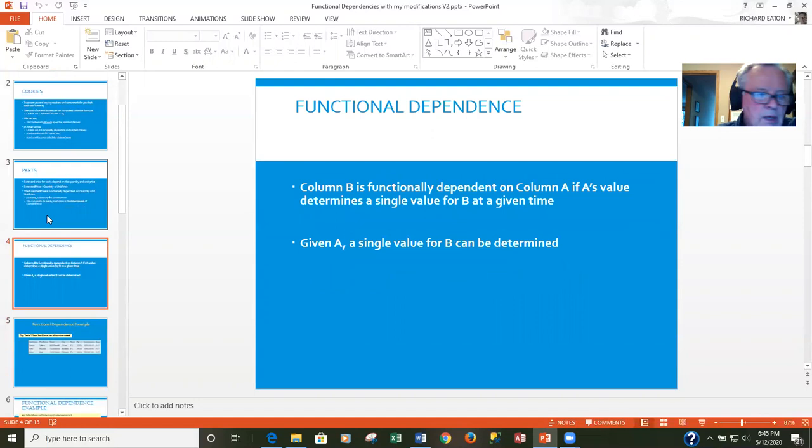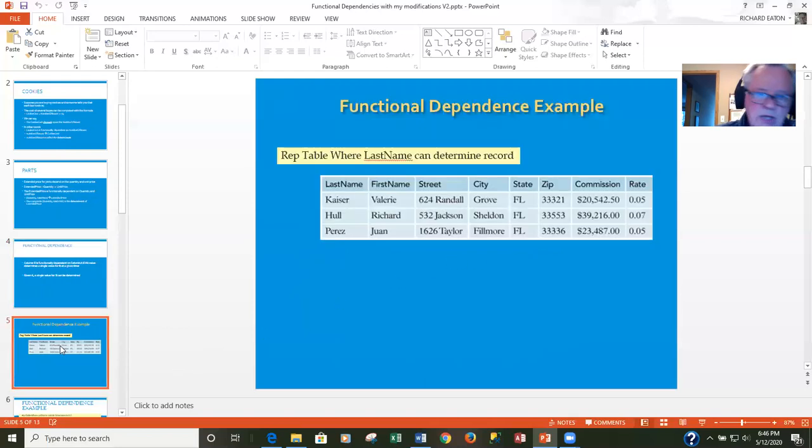Here is a more formal definition of functional dependence. Column B is functionally dependent on column A if A's value determines a single value for B at a given time. If you read that, that doesn't really make a whole lot of sense. It's not all that clear. So we need to see some examples, which we will here in a second. Another way of saying that is, given a value of A, a single value for B can be determined. Okay, let's look at an example here.